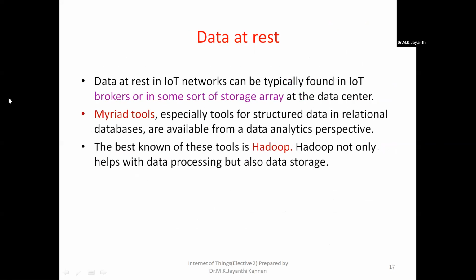Data at rest in IoT networks can typically be found in IoT brokers or in some sort of storage array. Tools for structured data in relational databases are available from a data analytics perspective. The best known tool for processing those kinds of data is called Hadoop. Hadoop not only helps in data processing, but it can be used for data storage also.